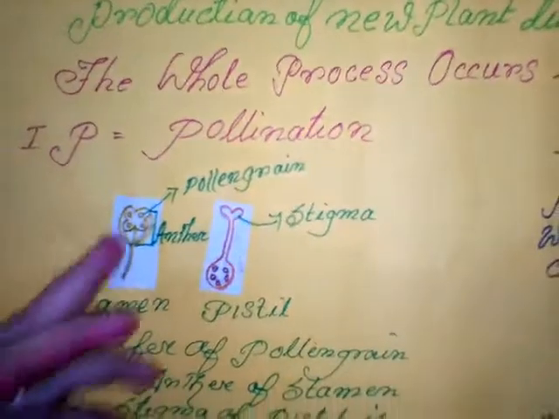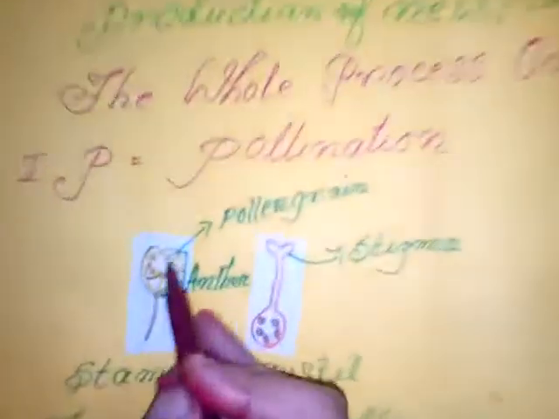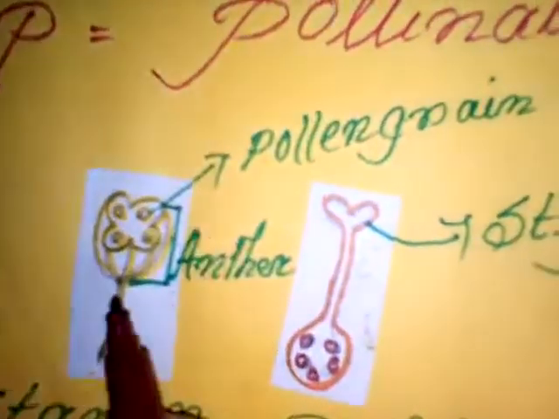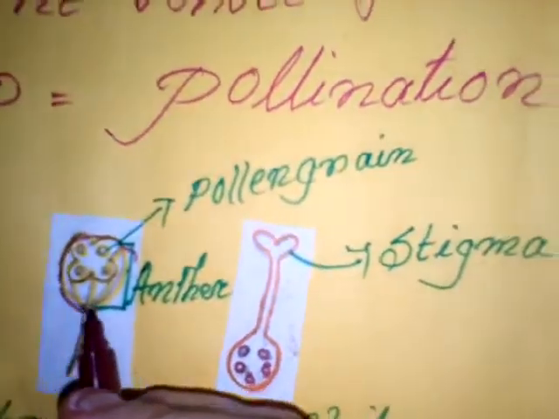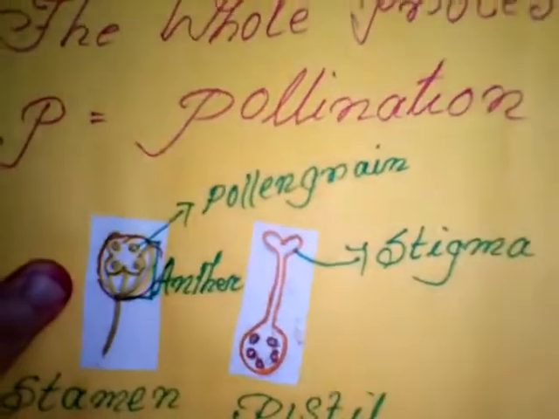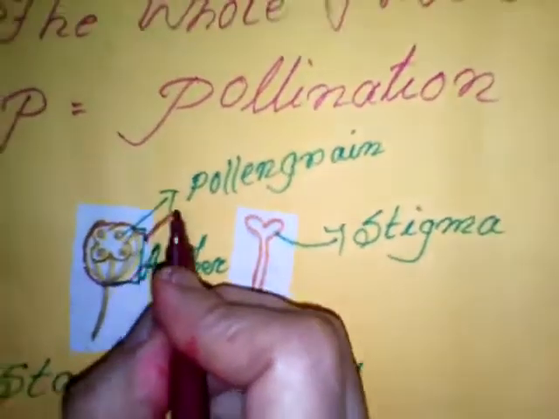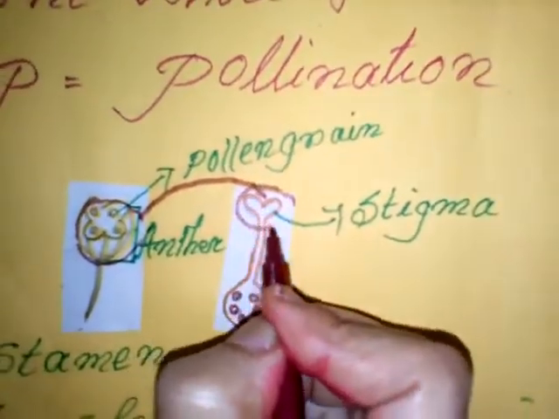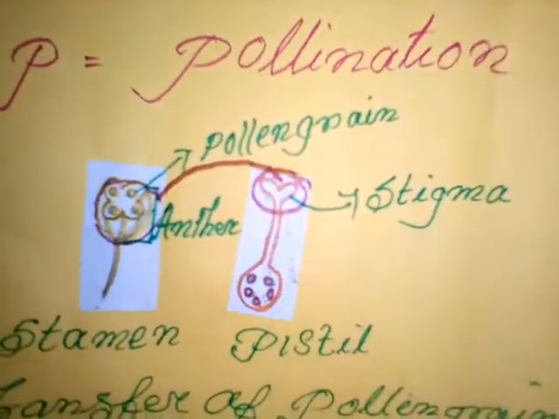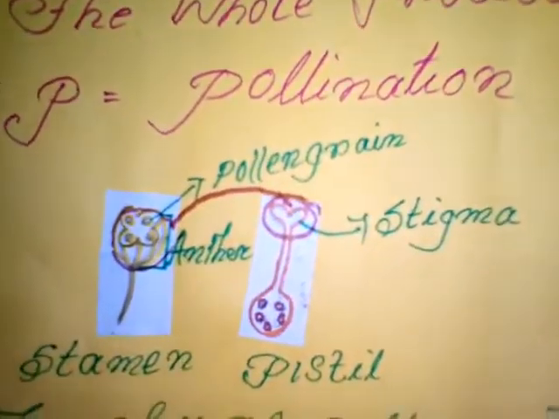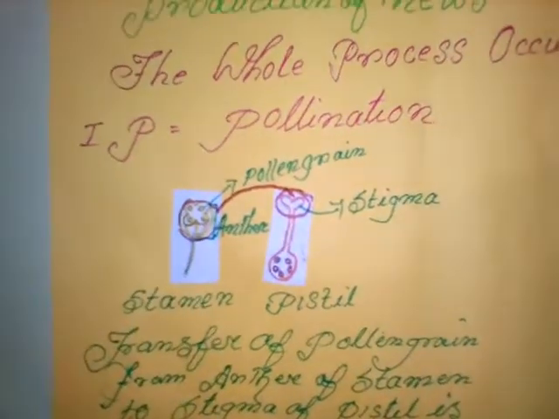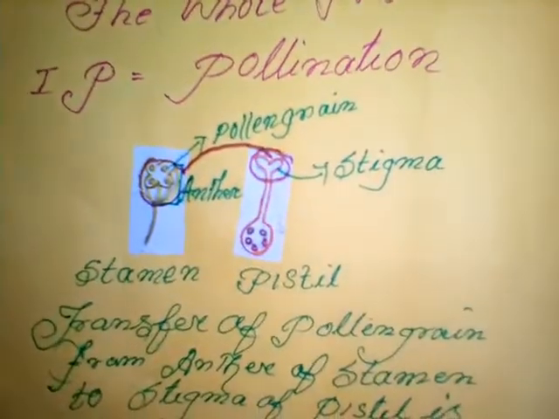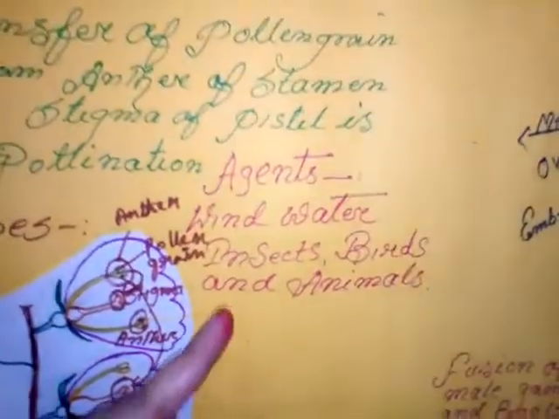Transfer of pollen grains. These are the pollen grains I have shown here. Transfer of pollen grain from the anther, this is the anther of the stamen, to the stigma, this is the stigma of the pistil. The whole part is the pistil. This is called pollination. It occurs with the help of different agents. These are wind, water, insects, birds and animals.